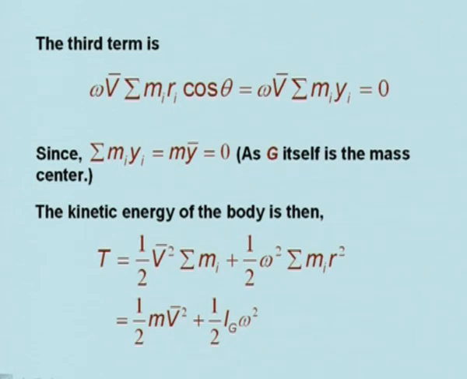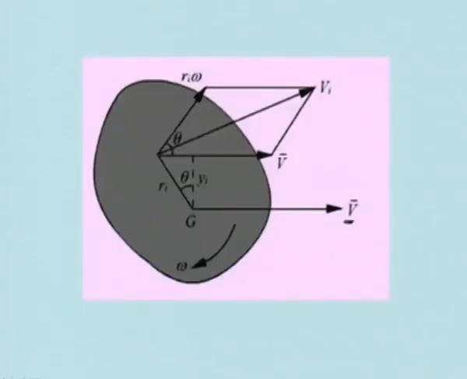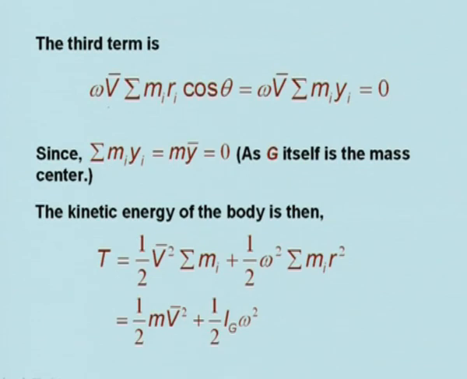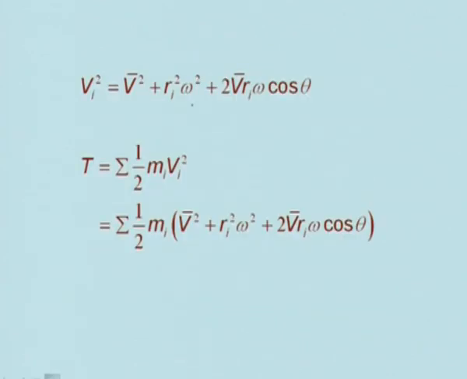Now, the third term has r_i omega cos theta, and if we see this figure, we see r_i cos theta becomes equal to y_i. So, the third term is omega into v bar sigma m_i r_i cos theta, that means omega v bar sigma m_i y_i, and that is equal to 0, since sigma m_i y_i is mass times y bar, where y bar is the y coordinate of the center of mass. That is equal to 0 because G itself is the mass center. So, if we take y_i times the mass and then sum, it will come to 0.